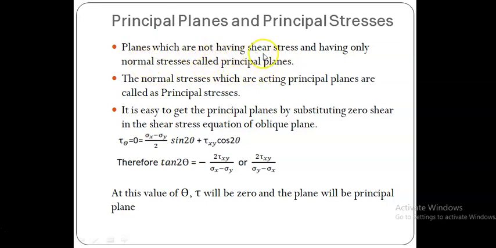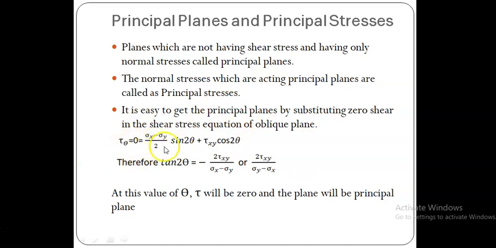So those planes are called principal planes. The normal stresses which are acting on principal planes are called principal stresses. So in that particular plane there are only normal stresses, there is no shear stress. Those normal stresses are called principal stresses. It is easy to get the principal planes by substituting zero shear in the shear stress equation of the oblique plane.